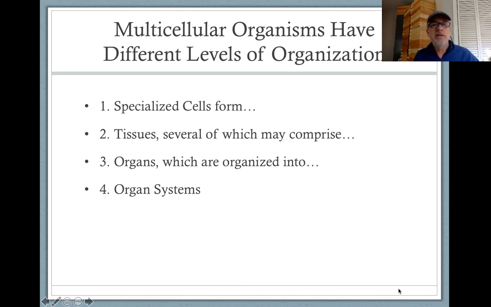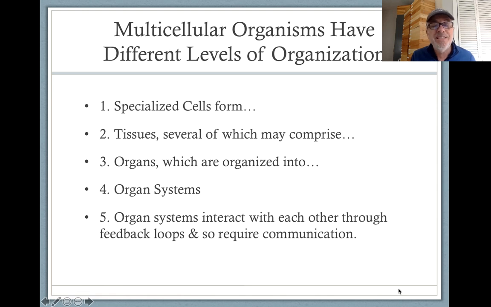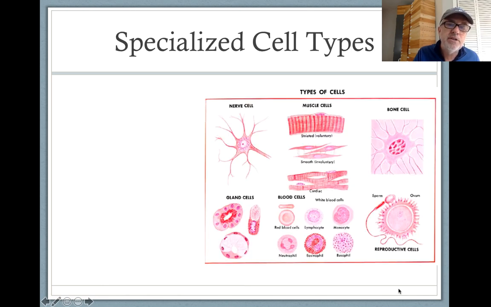Specialized cells make tissues. Tissues of different types can form organs. Organs can be organized into organ systems, and then those organ systems carry out functions that provide for the needs of these cells that have given up their autonomy to be part of a multicellular organism. Organ systems then interact with each other through feedback loops and communication systems. So you can see why it took 3 billion years of life for multicellularity to evolve. This is pretty complex stuff.